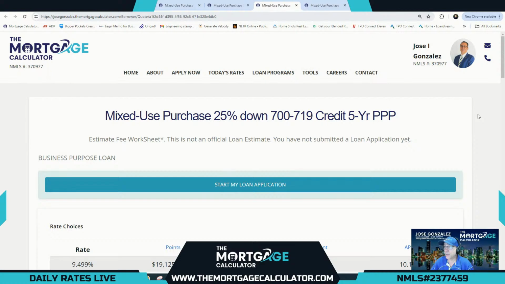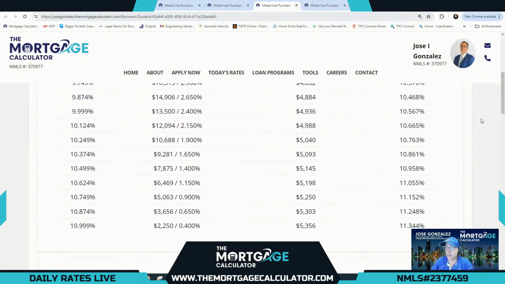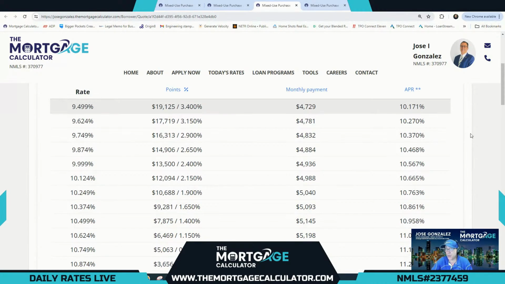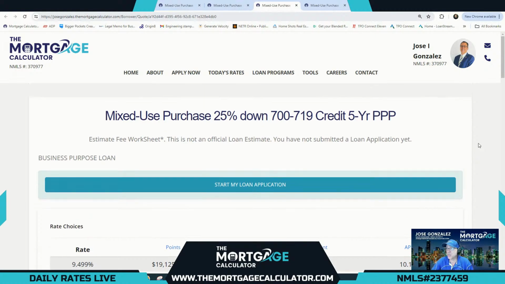So now we drop to 700 to 719, but the best news is 25% down or 75% LTV is still possible and still great rates. Because here we're looking at 10.999, almost at par, and you can buy that down all the way to 9.499. Very good options there for our 700 to 719 credit score borrower, still 75% LTV.